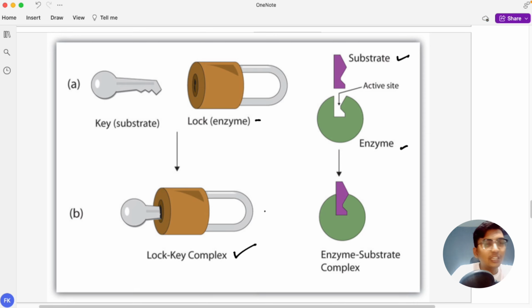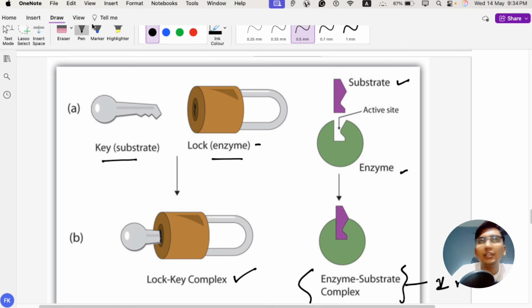So when they tell you to write in Paper 2 how the lock and key hypothesis works, always mention the key. The key is the substrate, the lock is the enzyme, then the enzyme-substrate complex. These actually hold 1 mark in a 3-mark question.